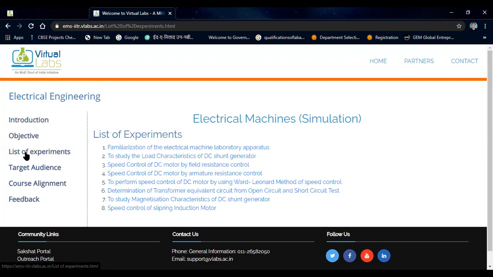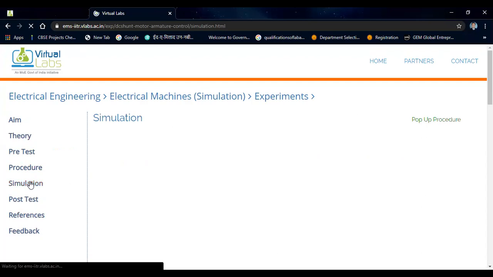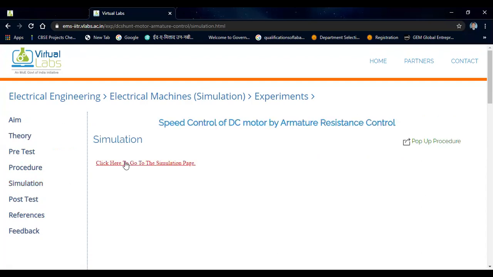In this list of experiments, our today's aim is speed control of DC motor by armature resistance control. The aim is to study the speed control of DC shunt motor by armature control method and draw the graph between armature voltage and motor speed by varying the armature voltage. The procedure we already know, and here we start the simulation page.